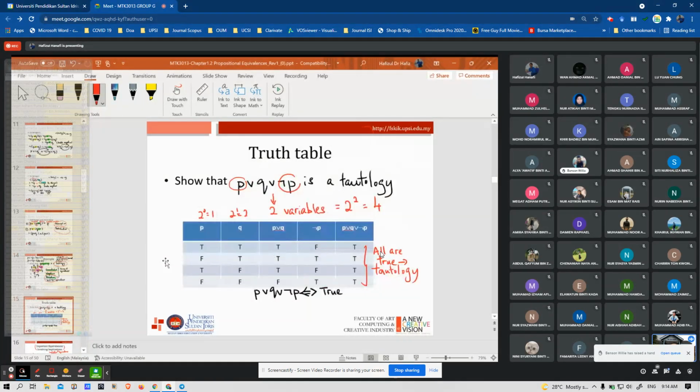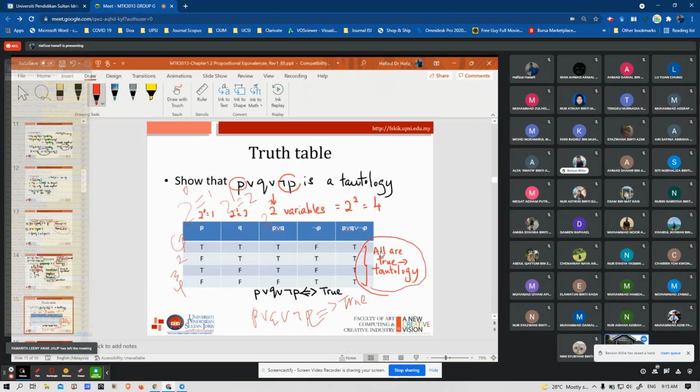Okay, this one is the truth table. Show that P or Q or negate P is a tautology. We have defined this one last week. 2 power of 0 is equivalent to 1, 2 power of 1 equivalent to 2, and 2 power of 2 equivalent to 4. That's why 1, 2, 3, 4. And then this one, P or Q or negate P is equivalent to true. Okay, this one we call it an implication is tautology.